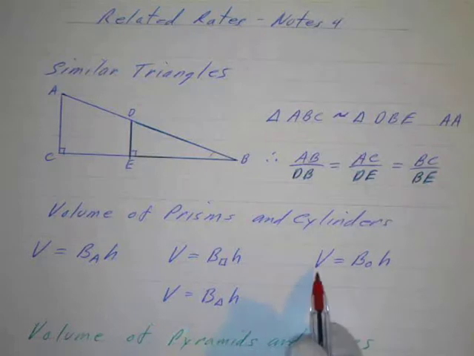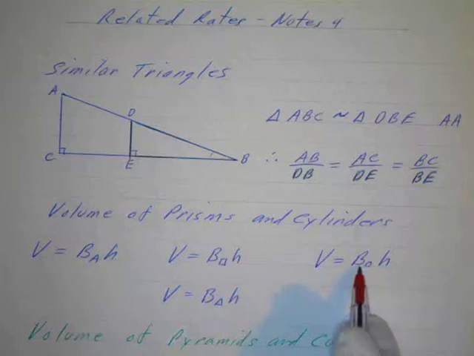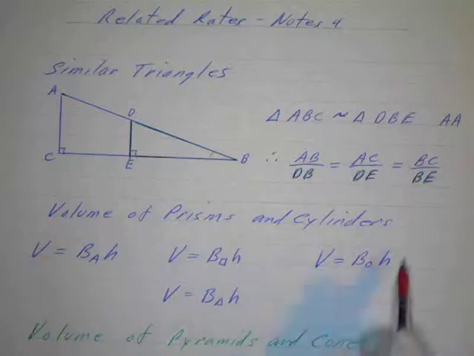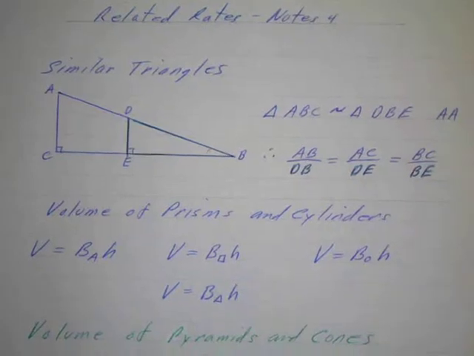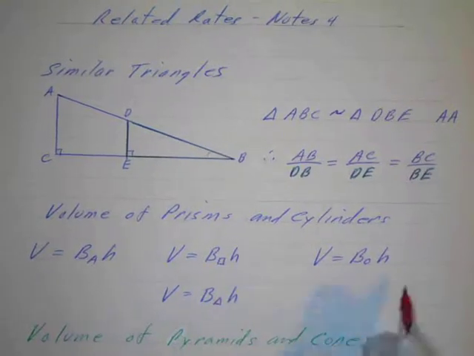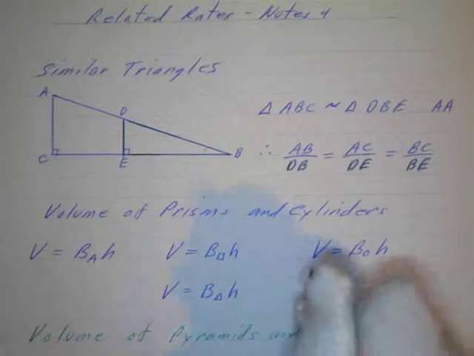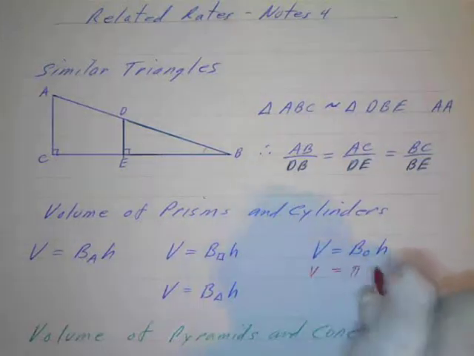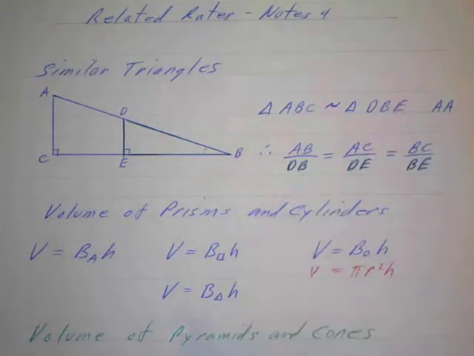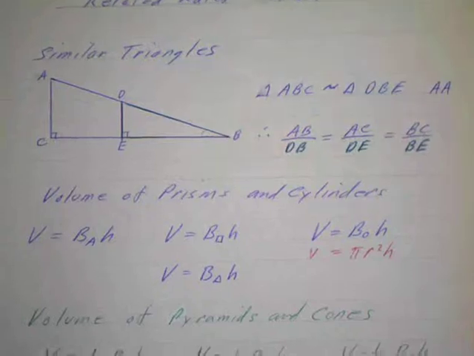And then for a cylinder, the base area is a circle, so the volume is base area times height, or just pi r squared h, because the base area is pi r squared. So that's easy. The base area is a circle, the area of a circle is pi r squared, so volume equals pi r squared h. So there's your volume.